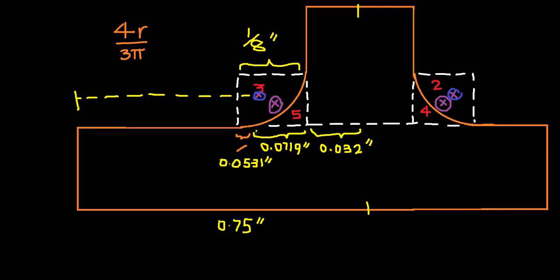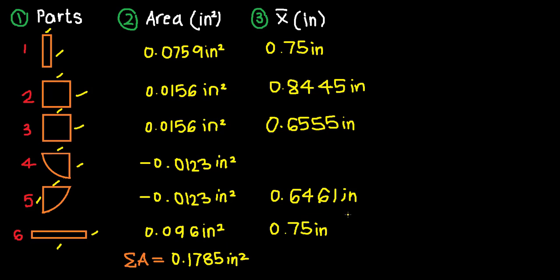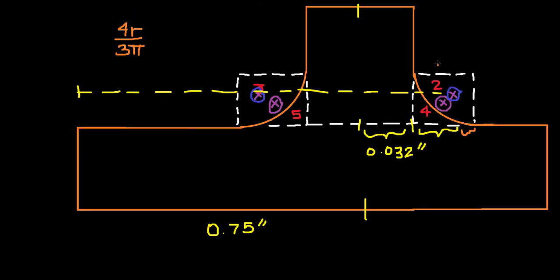Now, what we needed was this missing length. So what did we do? We subtracted 1/8 minus this orange length in order to get this missing yellow length, which is 0.0719 inches. Well, now that we have this, we can simply subtract the sum of 0.0719 and 0.032 from 0.75 inches, which is 0.6461 inches.